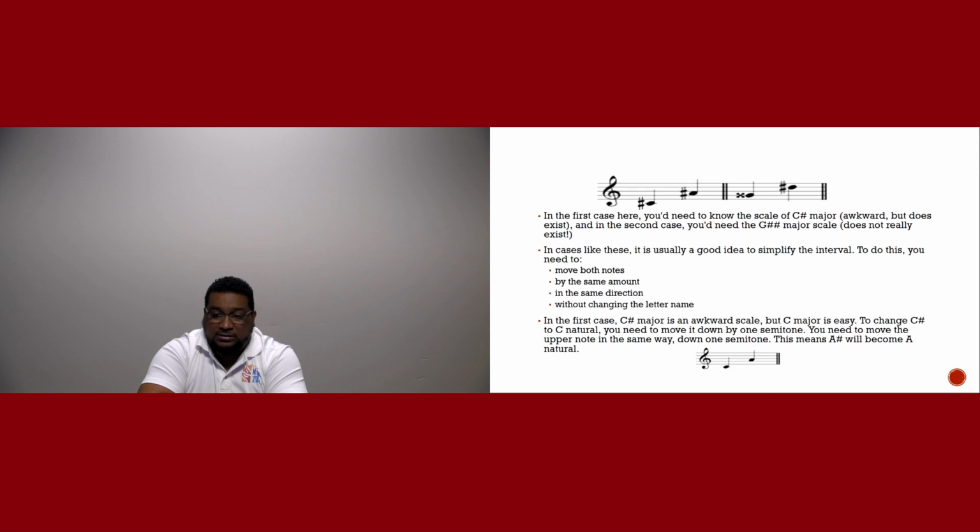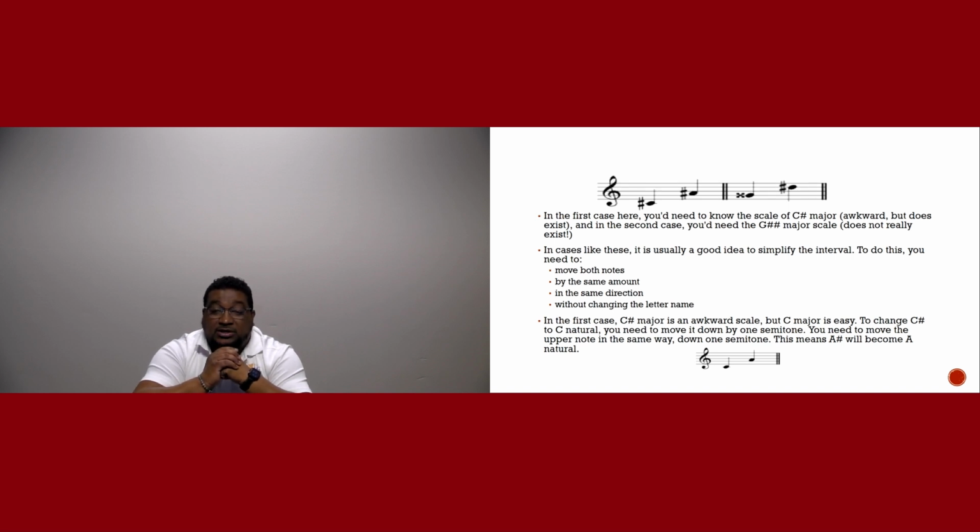In the second case, you'd need to know the G double sharp major scale, which not really exists. Because what is G double sharp enharmonically? G double sharp is A major, so it's easier to write in A major than G double sharp. But in this case, we have G double sharp going to D sharp. Because what would be natural is that G double sharp should be going to D double sharp, which would make it a perfect fifth. But if we have just a D sharp, that now makes it smaller, so that becomes a diminished.